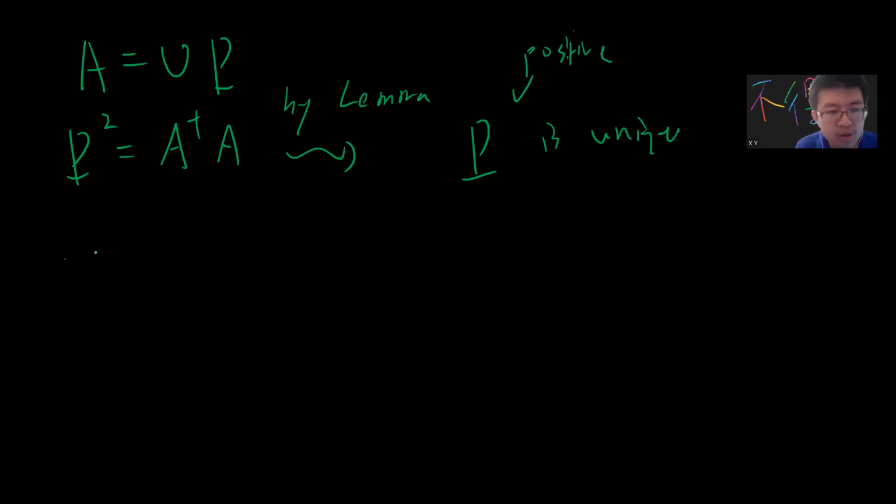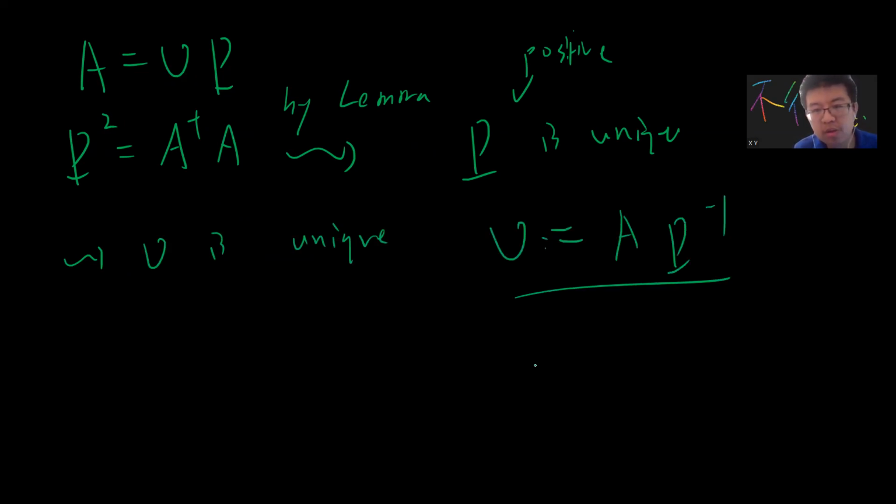So P is unique, so U is unique, because U is defined to be A P inverse. Okay, so this shows the uniqueness.